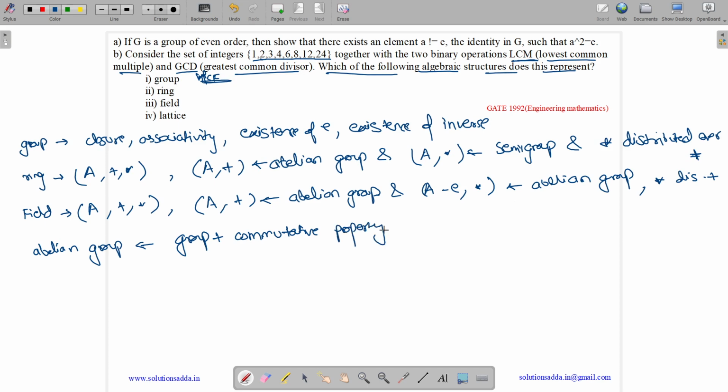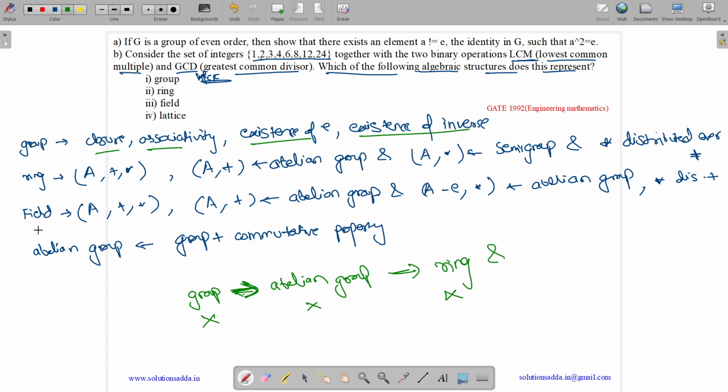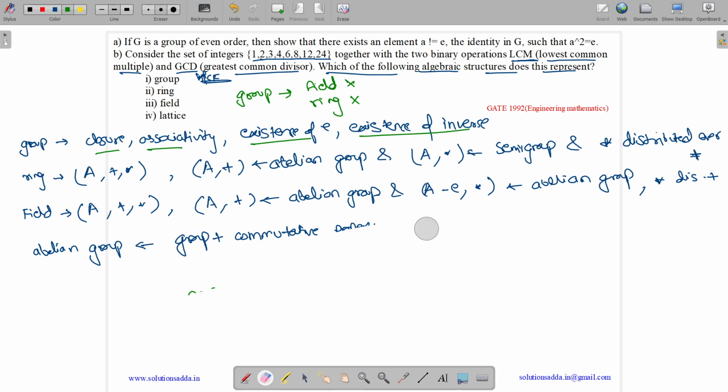Okay. Now see, if we can prove that something is not a group, which means it does not satisfy closure, associativity, existence of identity or existence of inverse, then it won't be an abelian group. If something is not a group, then it is not an abelian group, because an abelian group is a group plus commutative property. If it is not an abelian group, then it can't be a ring and it can't be a field. So let me write it over here. If it is not a group, then it implies it's not a field and it's not a ring.